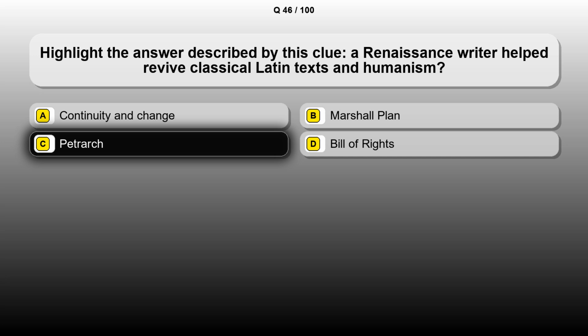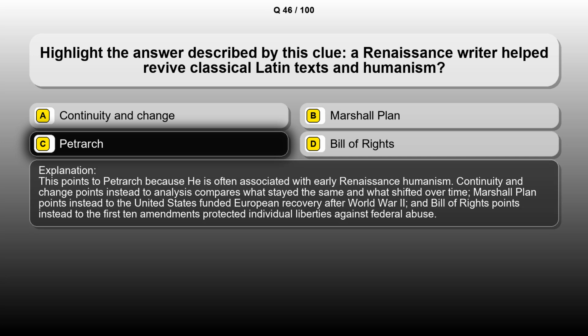The correct answer is option C, Petrarch. This points to Petrarch because he is often associated with early Renaissance humanism. Continuity and change points instead to analysis compares what stayed the same and what shifted over time. Marshall Plan points instead to the United States-funded European recovery after World War II, and Bill of Rights points instead to the first 10 amendments protected individual liberties against federal abuse.